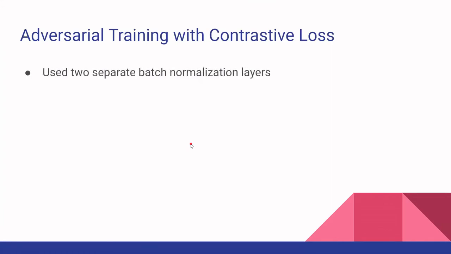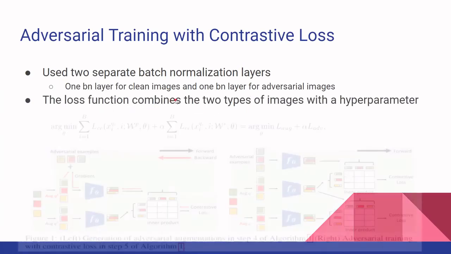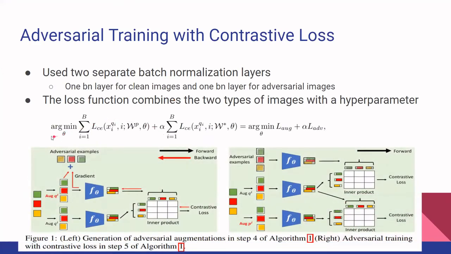And so now to fully train the model, they use 2 separate batch normalization layers. They have one batch normalization layer for clean images and one batch normalization for adversarial images. And they're training the model using both clean and adversarial images. And so the loss function they use combines the 2 types of images. As we can see here is the loss function. And so the first part is the loss function for calculating between 2 transformations. And then the second part here is for the loss function between the adversarial image and 1 transformation.